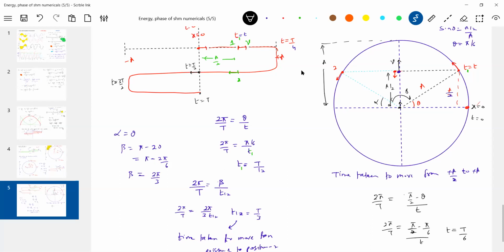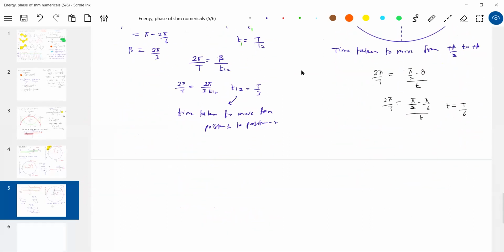Okay, I think you have very good information in front of you. What is the time taken to move from x equal to 0 to plus a by 2? How much will it be? T by 12. Time taken to move from plus a by 2 to plus a will be T by 6. But sir, it should take equal time. No, the answer is no. So he's saying no, it will not happen like this.